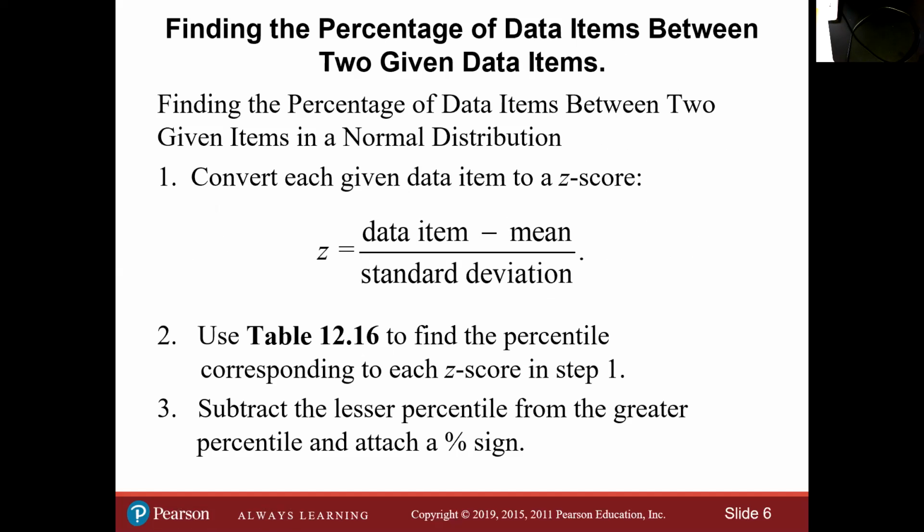Now, the previous problem was fairly simple because it said less than. Another type of common problem is between two given items, which is okay. We'll do something very similar. We'll still convert both data points into a z-score. We'll use the same table, 12.16, from the text to find the percentile for each one. We will subtract the smaller percentile from the greater percentile. What this does is it removes the lower portion so that we only have the area between two data points.